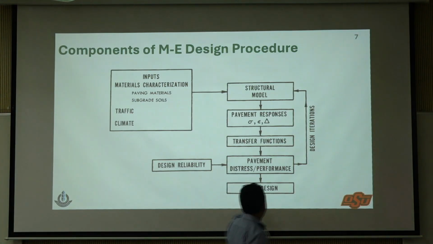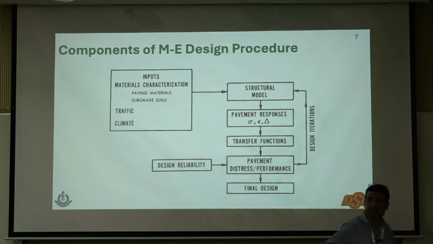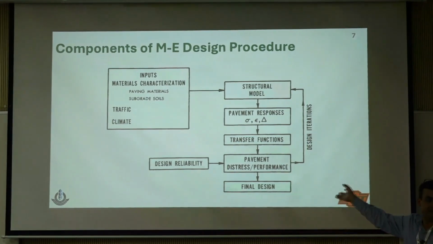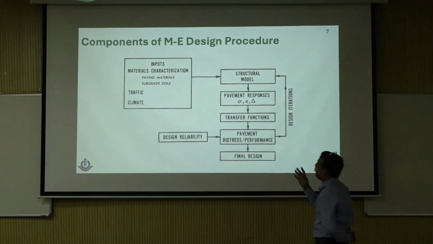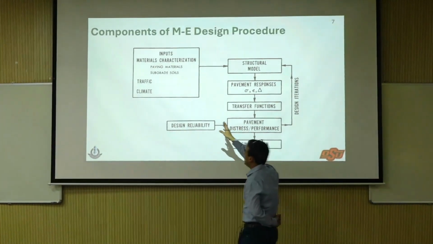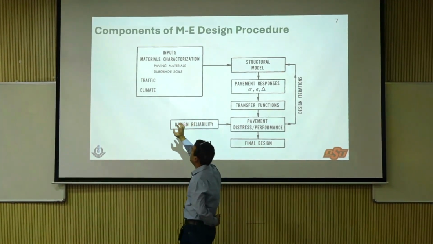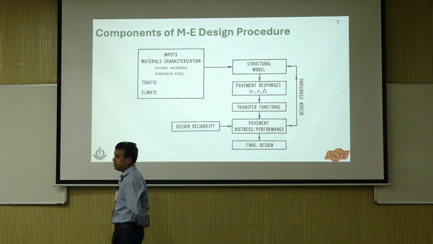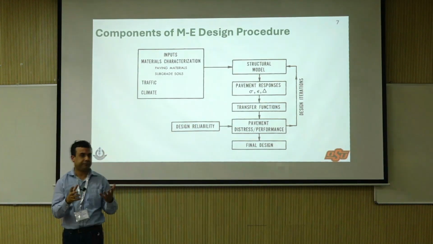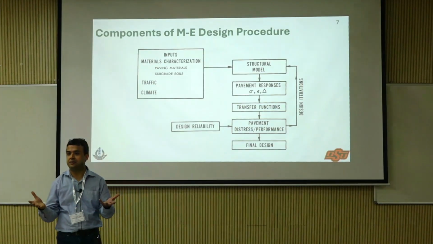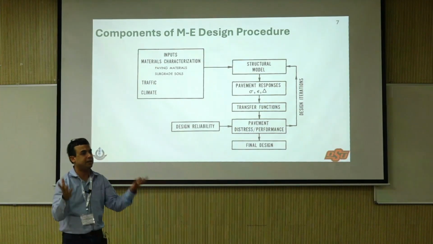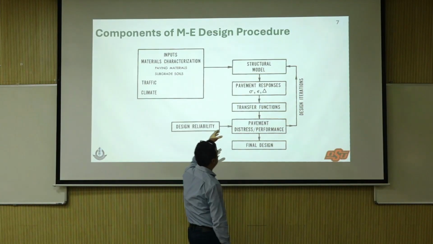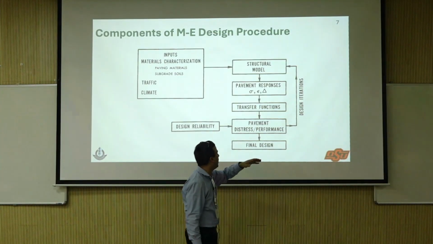This is the overall model. This graph is from the paper I will give you during lunch. So you will see this. Inputs, you saw that material, traffic, climate, all of that go into the structural model, which is what your IIT PAVE is, your layered elastic analysis. You can do anything, right? Your finite element model, whatever you do, pavement response: sigma, epsilon, delta.